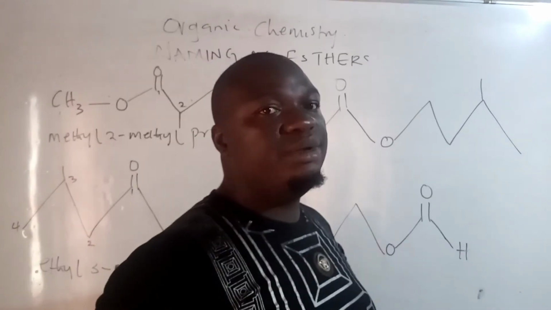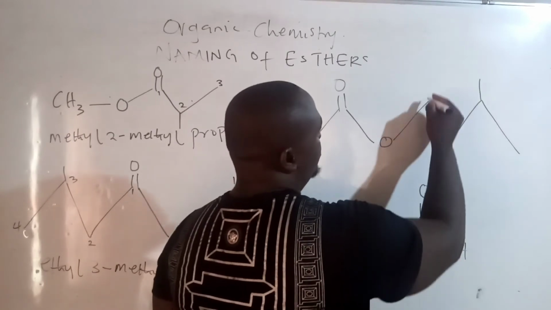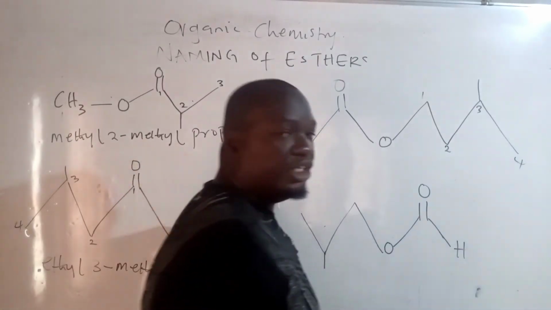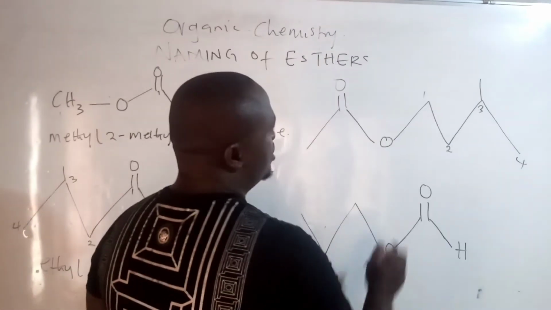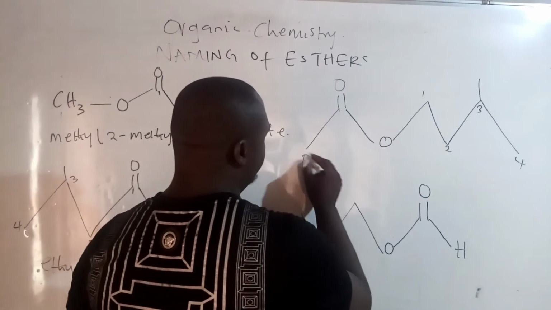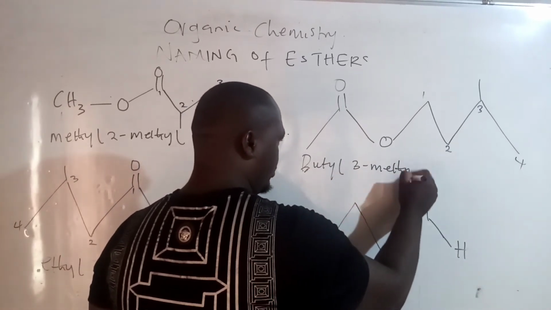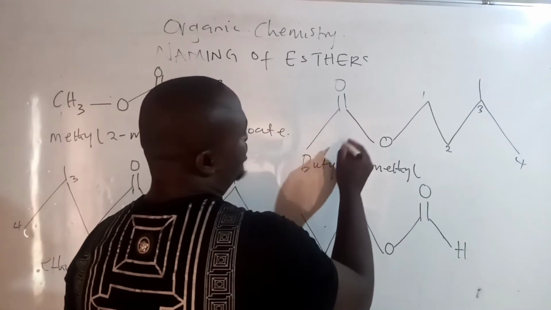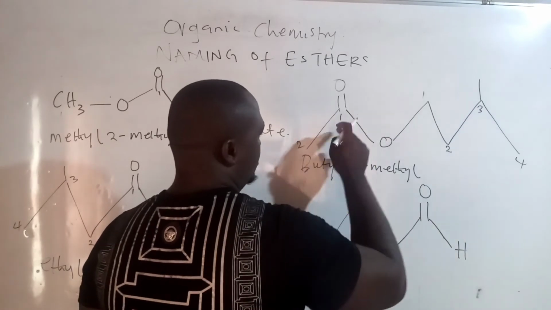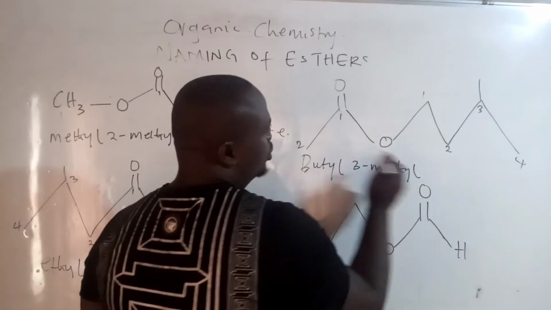So we start naming from the side that does not contain the oxygen. So from here, we'll start naming 1, 2, 3, 4. But at number 3, we have a branch here, which is the methyl group, right? So the name of this compound is butyl. So you write butyl 3-methyl, right? So from here we'll start naming 1, 2. So butyl 3-methyl. The part from this side is just 2, so ethanoate.